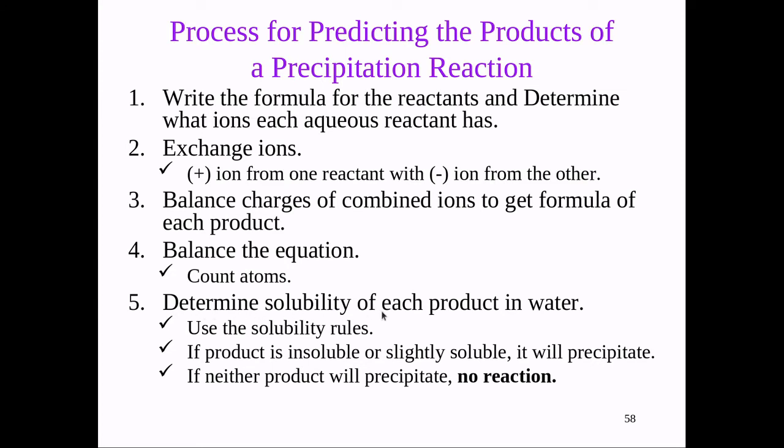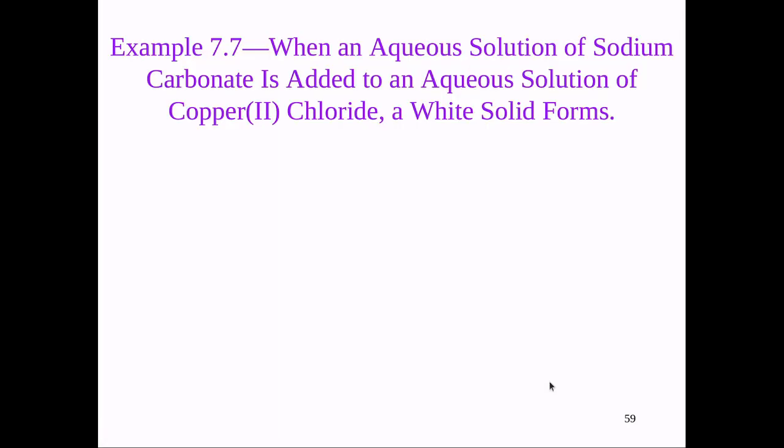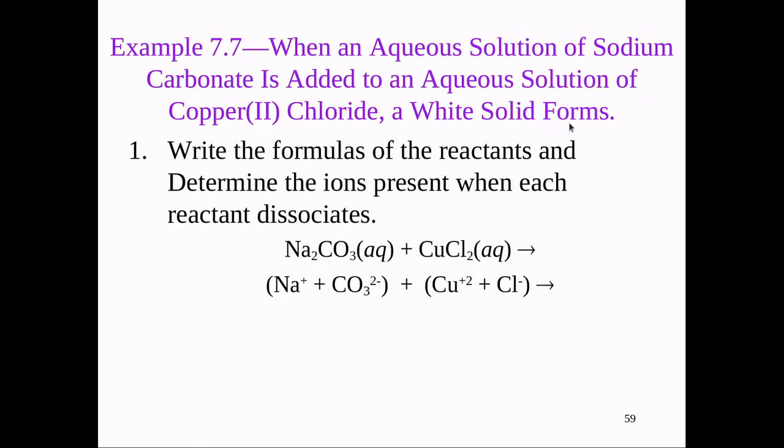Then we'll determine the solubility of each product in water, and we're going to use the solubility rules for that. And if a product is insoluble or only slightly soluble, it's going to form a precipitate. If neither product will precipitate, then we're going to say that there's not going to be any reaction. So let's do a little example here. When an aqueous solution of sodium carbonate is added to an aqueous solution of copper 2 chloride, a white solid forms.